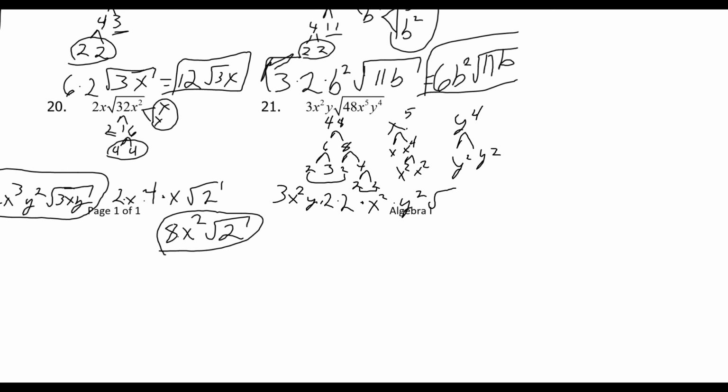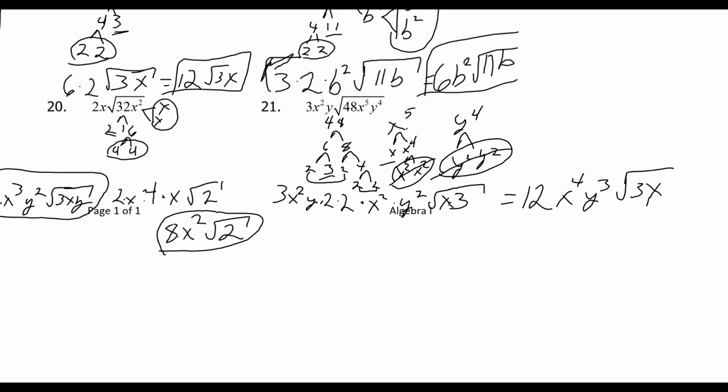Now I take the root. Okay, so those go away. That goes outside, so I'm left with an x. And then I've got a 3 left. Okay? So whenever we rewrite this the way it needs to be written, that's 3 times 2, which is 6. 6 times 2 is 12. X squared times x squared is x to the 4th. Y times y squared is y to the 3rd. And then that's going to be 3x.